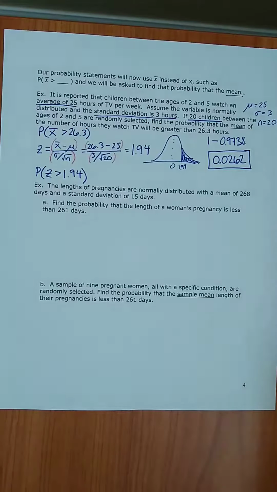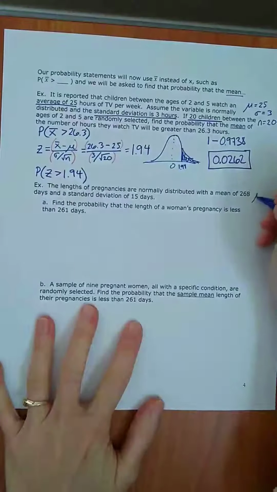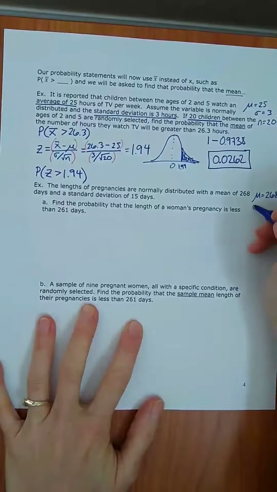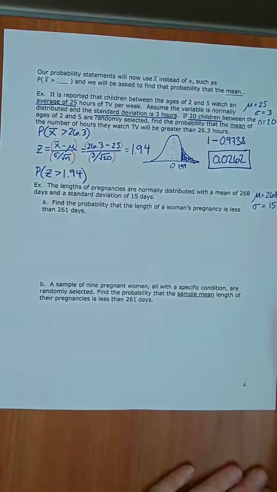Okay, here's another one. The lengths of pregnancies are normally distributed with a mean of 268 days and a standard deviation of 15 days. Okay, they are not talking about a sample. We're assuming these are for the whole population. This is the data that we know. Now we have a part A and a part B. Find the probability that the length of a woman's pregnancy is less than 261 days.